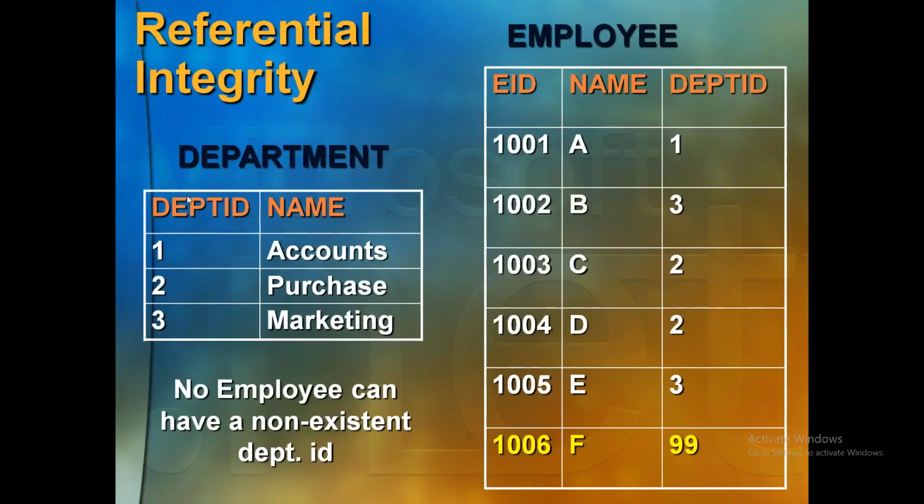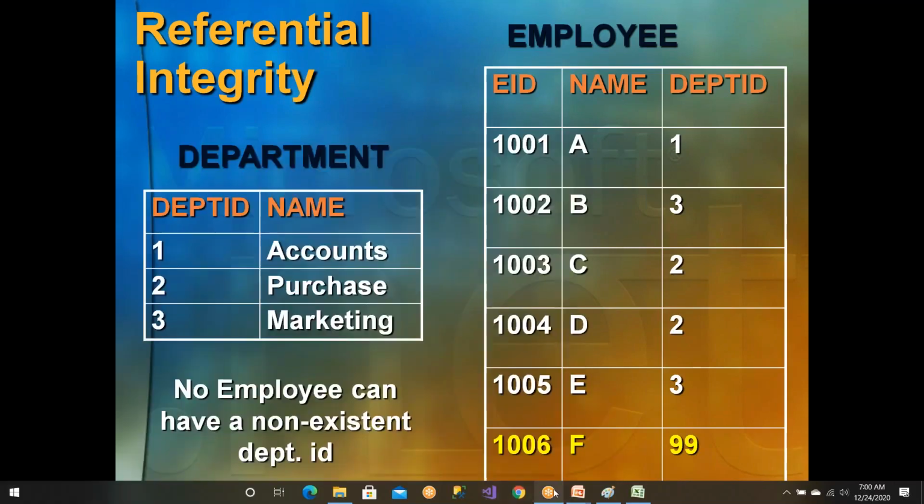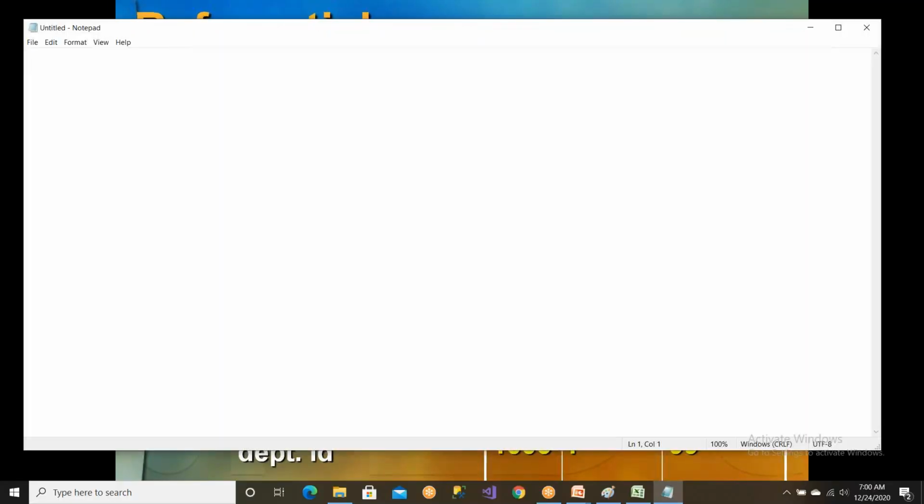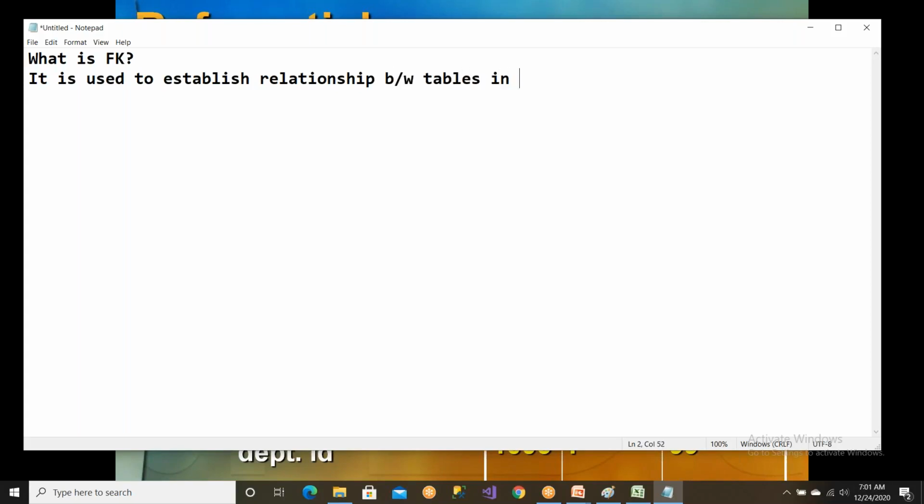I told you clearly, whenever you create a primary key and foreign key relationship, people may ask you some questions. What is a foreign key? What is FK? It is used to establish a relationship between tables in RDBMS systems or software or tools. Clear? So remember this point. Because of relationships only, a database management system is called a relational database management system. Clear?